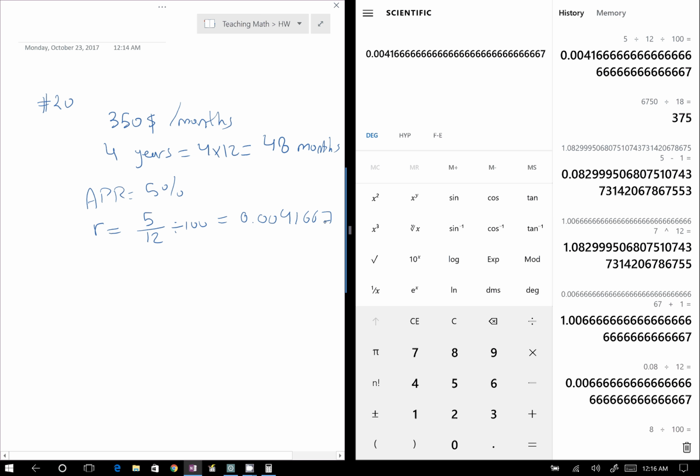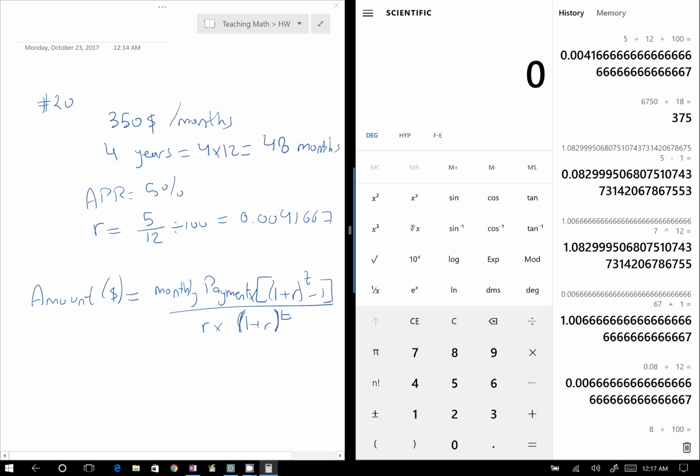Okay, so now I have to realize what formula to use. So the amount borrowed, how much, it's basically the formula, the amount to borrow, that's equal to monthly payment multiplied by 1 plus r raised to the power t minus 1, all divided by r multiplied by 1 plus r raised to the power t, and the power is only for this parenthesis. Okay, so now we can play with numbers.